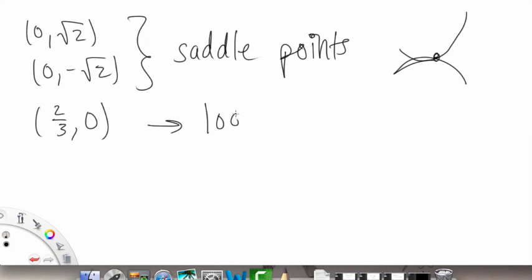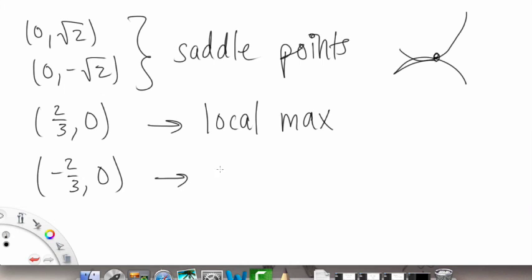Okay, and then we found 2 over 3, 0 to be a, hold on, let me write here, local maximum. Okay, and then we found the other point, negative 2 over 3, comma 0, to be a local minimum. All right, and that wraps it up for that problem. Now on to the next.